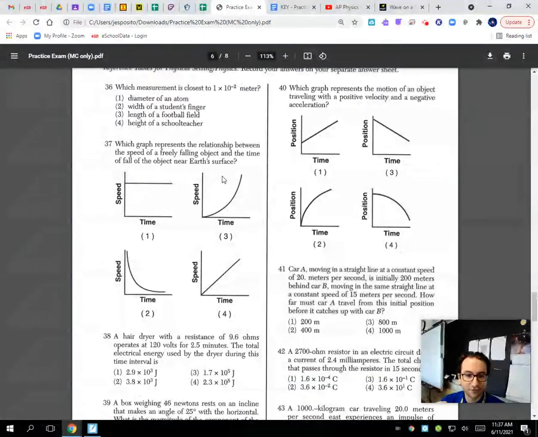Number 37, which graph represents the relationship between a freely falling object and its speed? So speed, not velocity, so we don't really need to worry about negative signs here. Gravity's acceleration is a constant 9.81, meaning it will constantly change the velocity of an object, at least vertically, at a rate of 9.81 meters per second every second. That is a linear relationship between speed and time. Therefore, our speed will increase as we fall at a linear rate. Choice 4 is our answer.